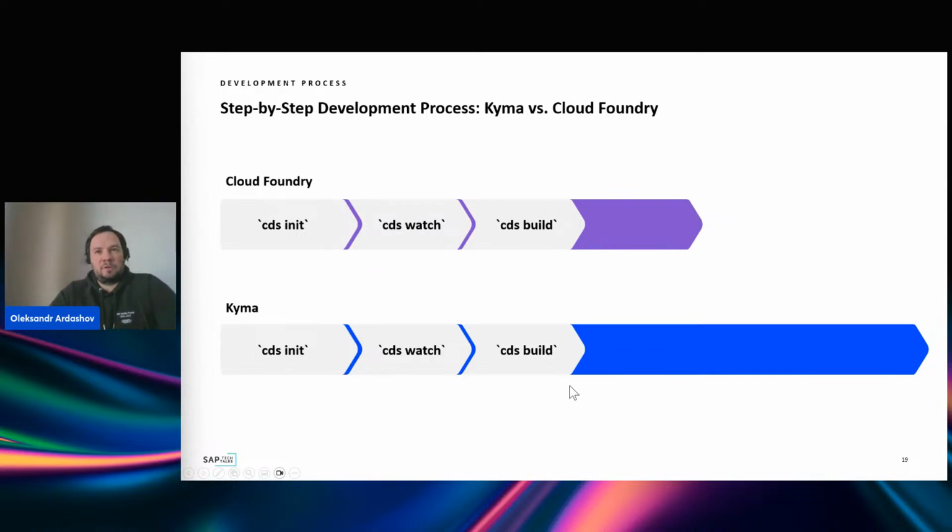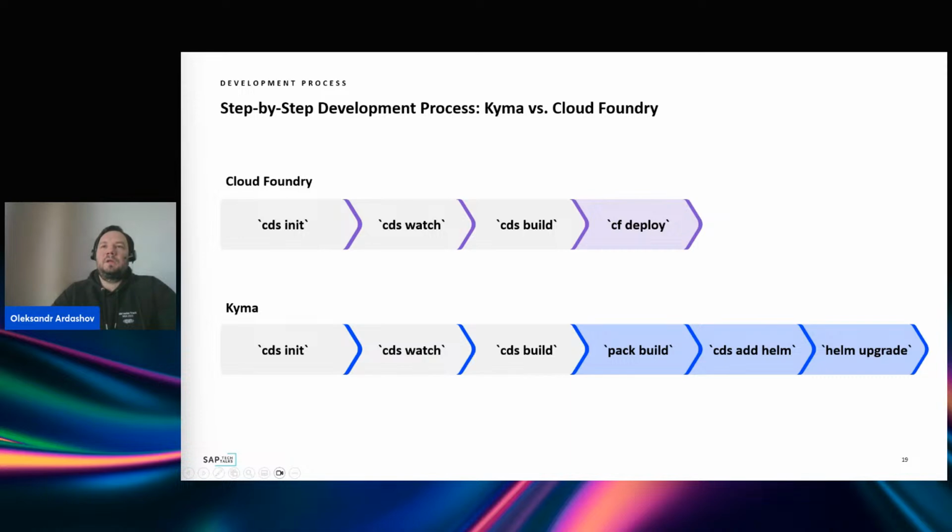As you can see, all of the steps are common for Cloud Foundry and Kyma. Now we see some difference. The difference is basically in how we deploy. In the case of Cloud Foundry, we just need to deploy the project. In the case of Kyma, we first of all need to build our tool.